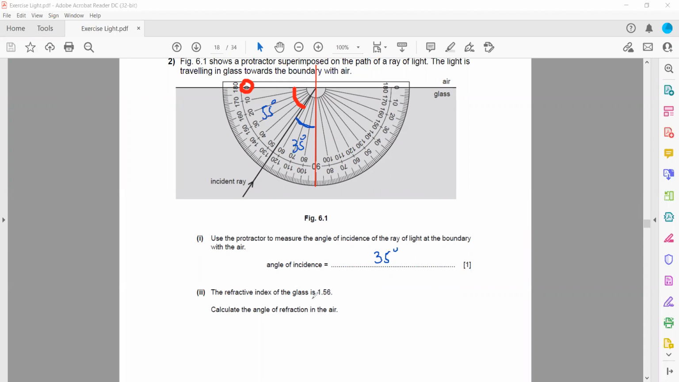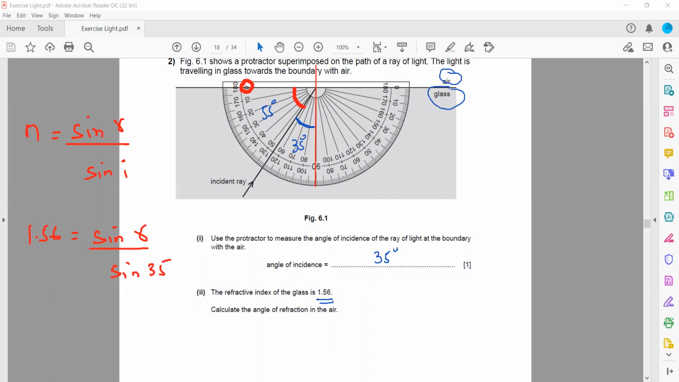Then the refractive index of the glass is 1.56. Calculate the angle of refraction. It is moving from glass to air. So when the ray travels from glass to air, the formula for refractive index is sine r divided by sine i. Because the ray is in glass and it is moving into air. The refractive index is 1.56. Sine r we don't know, and the angle of incidence is 35.